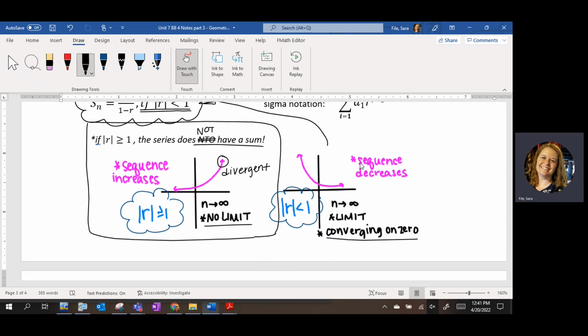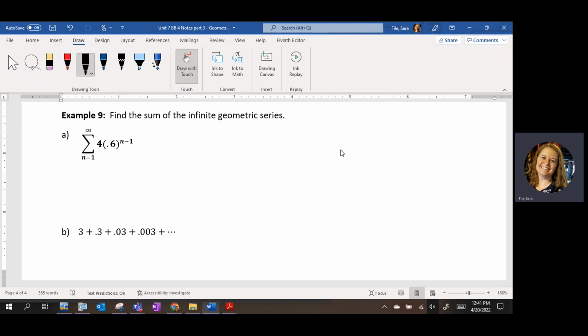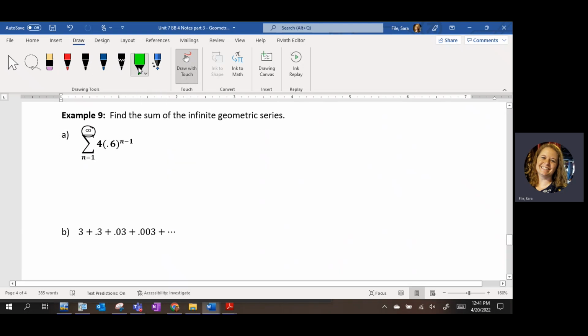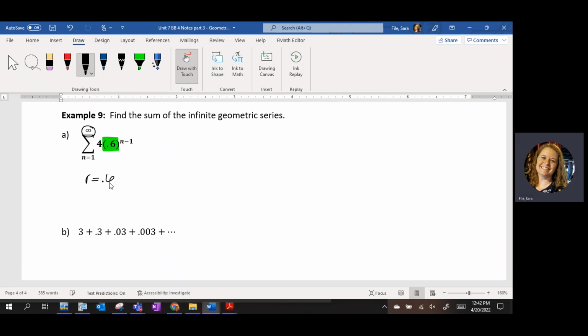All right. So in this example 9, we start out part A with sigma notation. We know that it's infinite because the upper limit is infinity. So we want to know if we can find this infinite sum. Now, before I go and start plugging this into the equation to try and answer it, I'm going to first ask myself, what is r? Is r greater than 1 or less than 1? So what part of this is r? The 0.6. Okay, so r is 0.6.